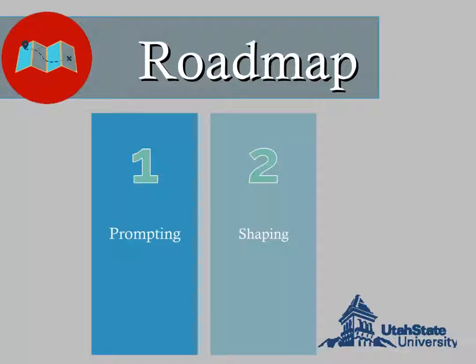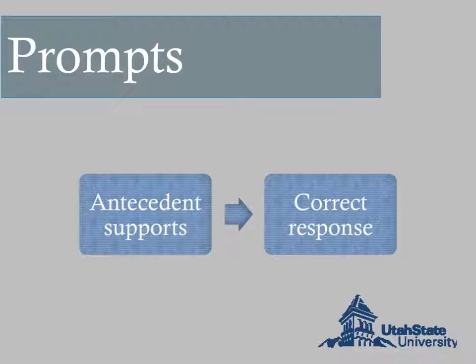In this module, we will discuss ways to strengthen behavior through prompting and shaping. Prompts are antecedent cues or supports that increase the likelihood that the individual engages in an appropriate behavior in the future. The goal of a prompt is to promote independence in the future.